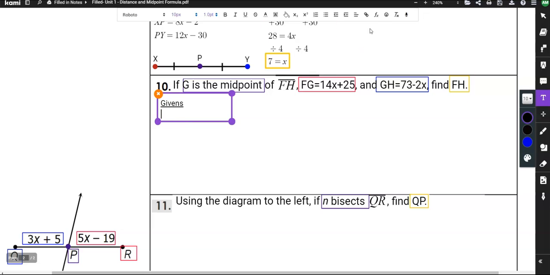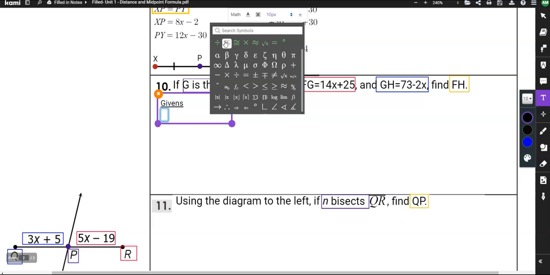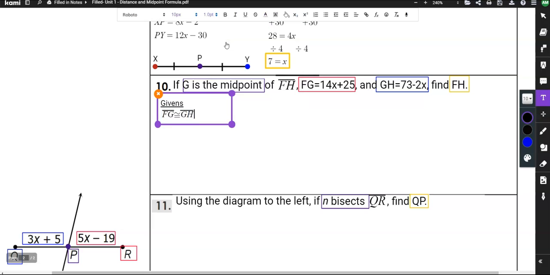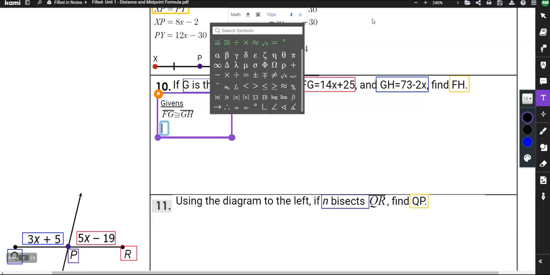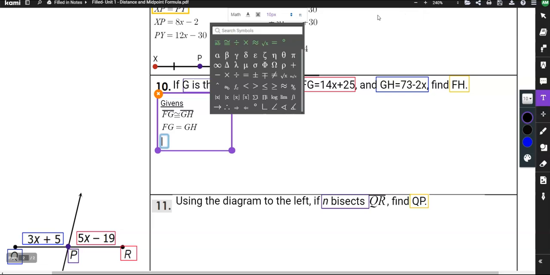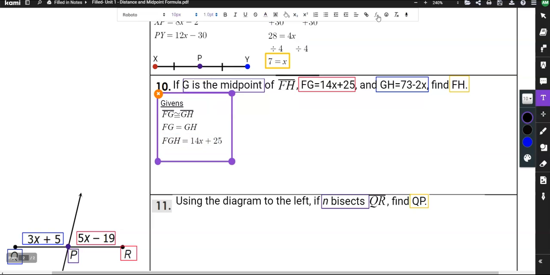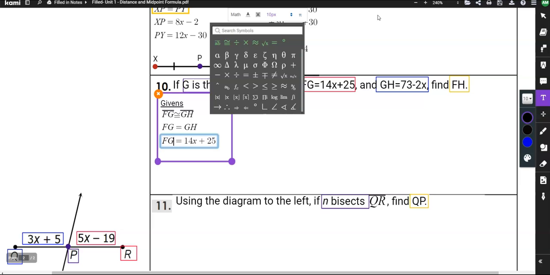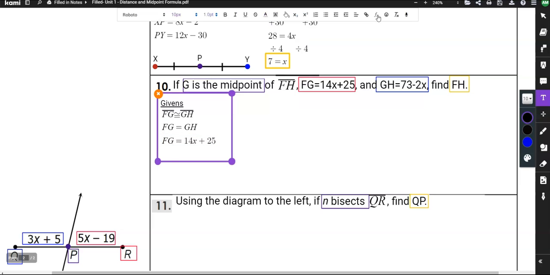In this instance, because G is the midpoint, that indicates to us that segment FG is going to be congruent to segment GH, which in turn means that the length of FG is equal to the length of GH. And again, that's the equation we're going to use to set up our solution. So FG is 14x plus 25, and GH is going to be 73 minus 2x.